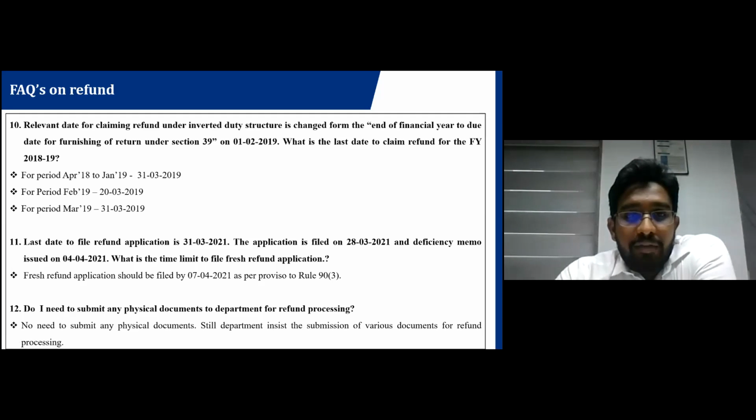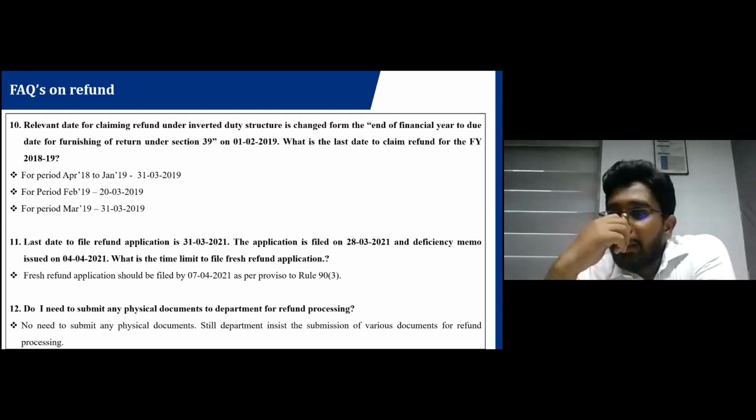The last date to file the refund application is 31st March 2021. The application is filed on 28th March 2021, and the officer has issued a deficiency memo on 4th April 2021. What is the time limit to file a fresh refund application?